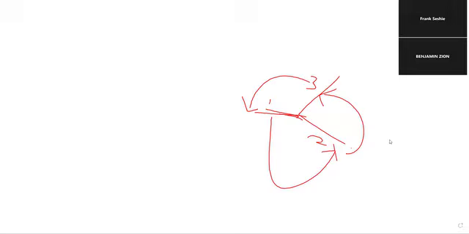Then the two move from here and come to the three in that order. The one will move from here. The one comes here and then moves to the three.